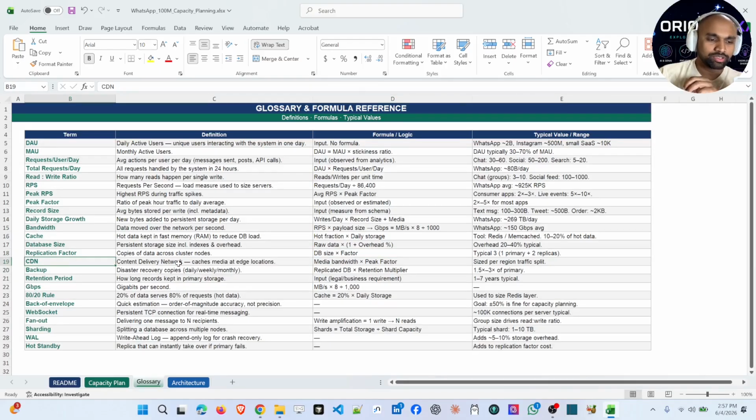A CDN, content delivery network, is going to cache the media at edge locations. That is media bandwidth times peak factor, size per region, traffic split.